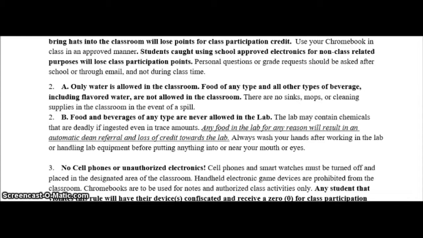Also be sure to wash your hands after working in the lab or handling lab equipment before putting anything into or near your mouth or eyes. And before anybody wants to ask, yes, gum is considered a food.